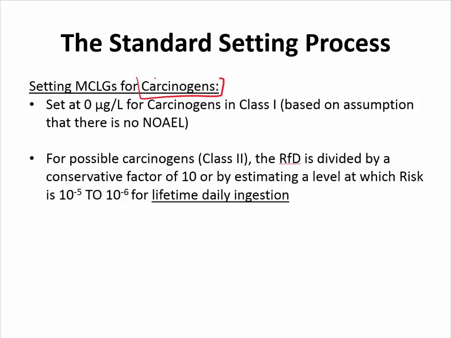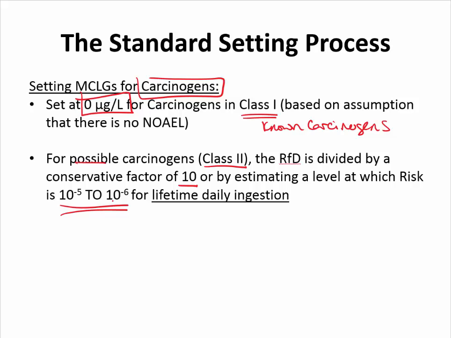Now for carcinogens, the maximum contaminant level goal is always set to 0, and this would be for class 1 or known carcinogens. For possible carcinogens, or class 2, the reference dose is divided by a safety factor or conservative factor of 10, or the level is set such that the risk incurred would be no more than 10 to the negative 5 to 10 to the negative 6 for lifetime daily ingestion.